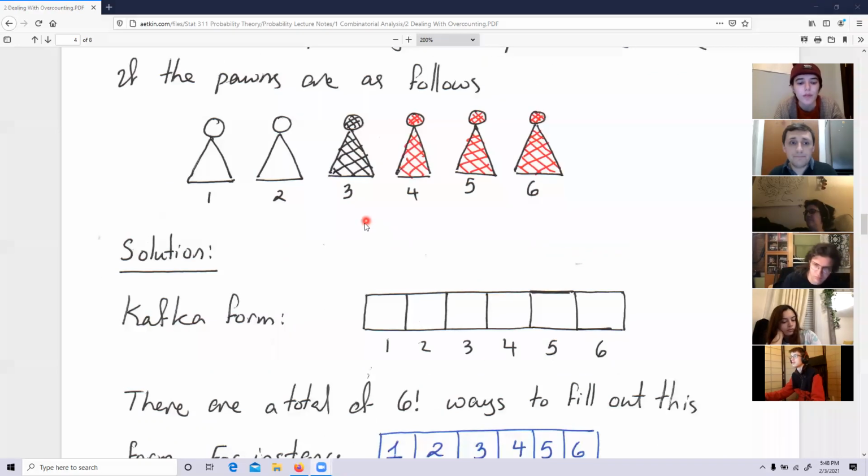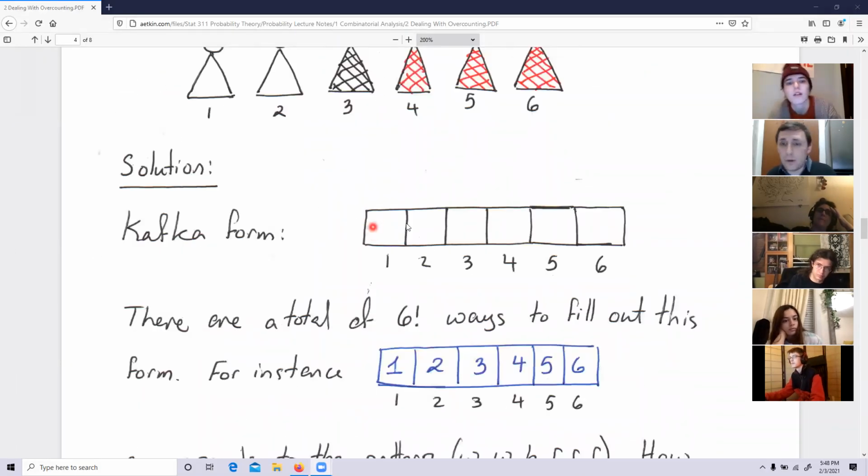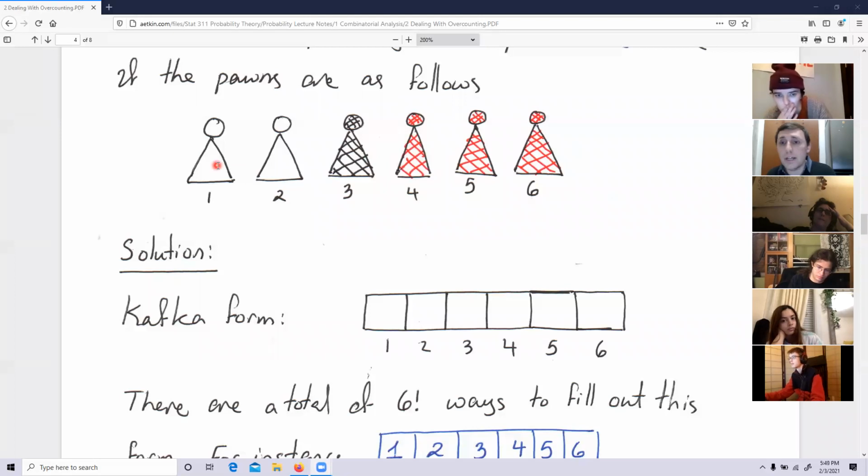So here, what do we have here? Here we have the Kafka form for the situation where I can distinguish every single pawn. Since they are not in the same space, I can imagine that each of them is issued a population number. So that's the number, maybe 1, 2, 3, 4, 5, and 6. That's the population number.